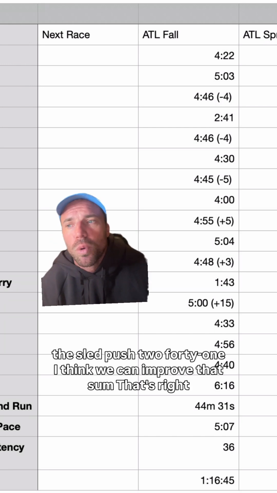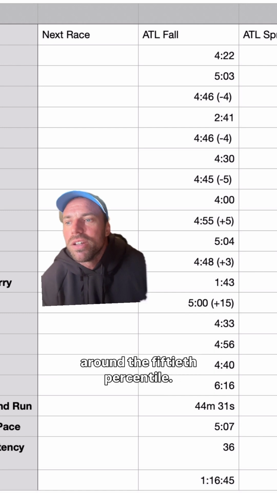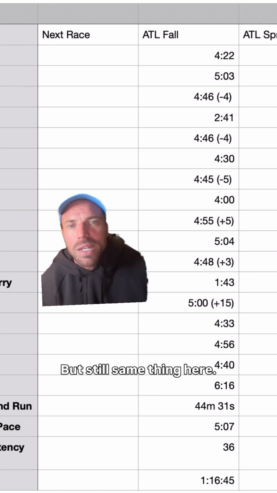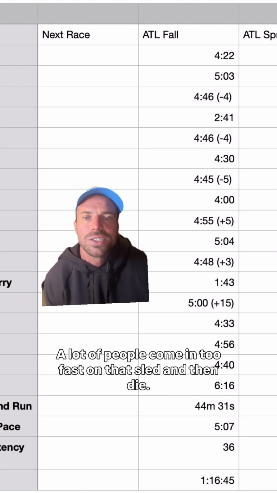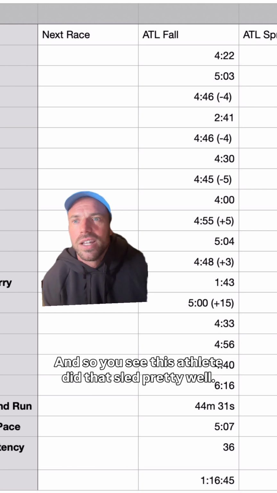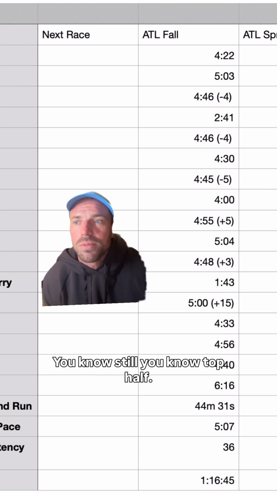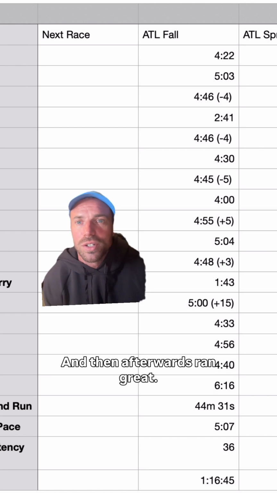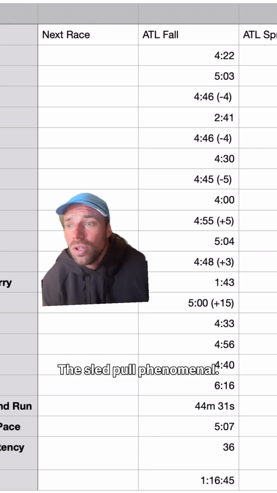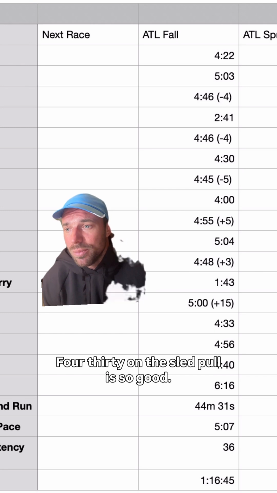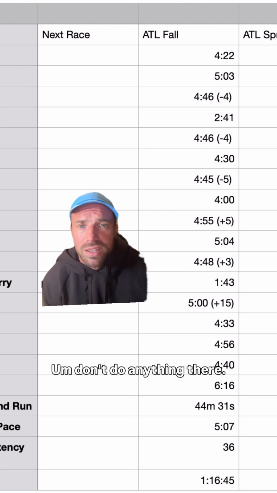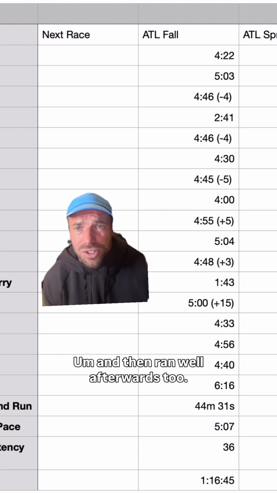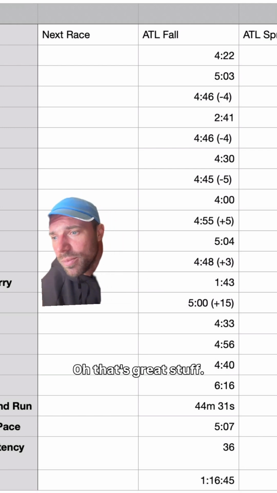The sled push 241, I think we can improve that some. That's right around the 50th percentile, but still same thing here. A lot of people come in too fast on that sled and then die. And so you see this athlete did that sled pretty well, still, top half, and then afterwards ran great. The sled pull, phenomenal. 4:30 on the sled pull is so good. Don't do anything there. And then ran well afterwards too. So like, brava. That's great stuff.